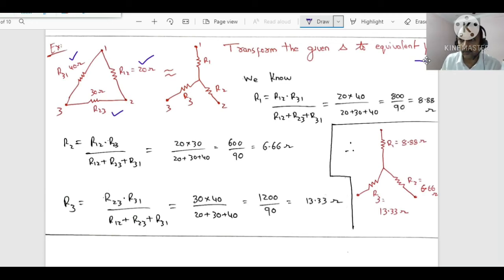That is important. Just now we have seen the derivation, right? From the derivation, what will be the value of this R1? It will be the product of these two. Simply take the product of 20 into 40 whole divided by the sum of these three, 20 plus 30 plus 40. Very simple, very quickly you can do this problem. So 8.88 ohms.